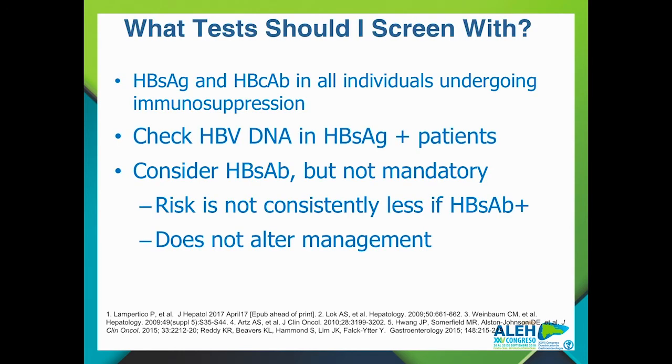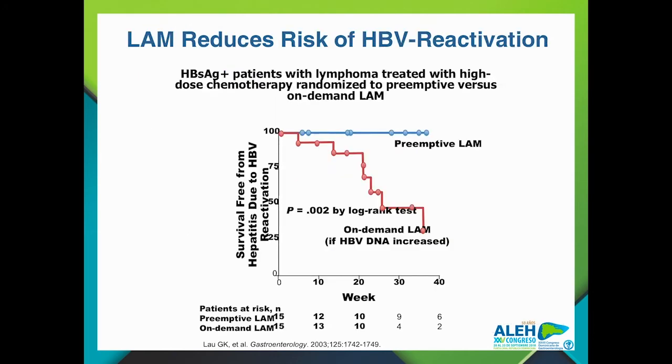Well, we need to look for it. We need to check for surface antigen and core antibody as our first-line tests in all individuals undergoing immunosuppression. In those patients that are surface antigen positive, you should be checking for HBV DNA. You really don't need to look for hepatitis B surface antibody because it doesn't change what you're going to do for your patient, and it may not necessarily be protective as one goes forward.